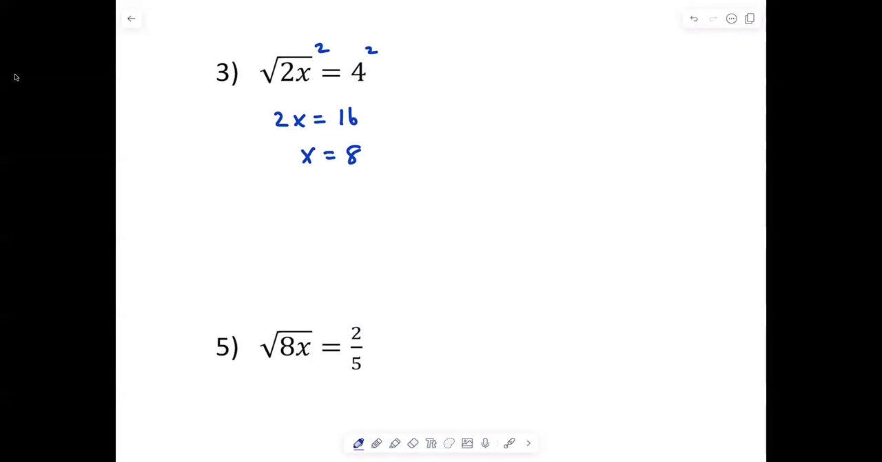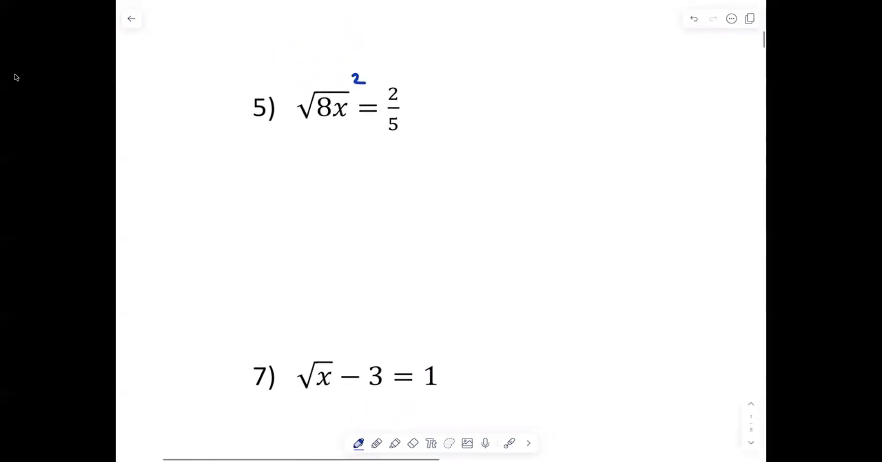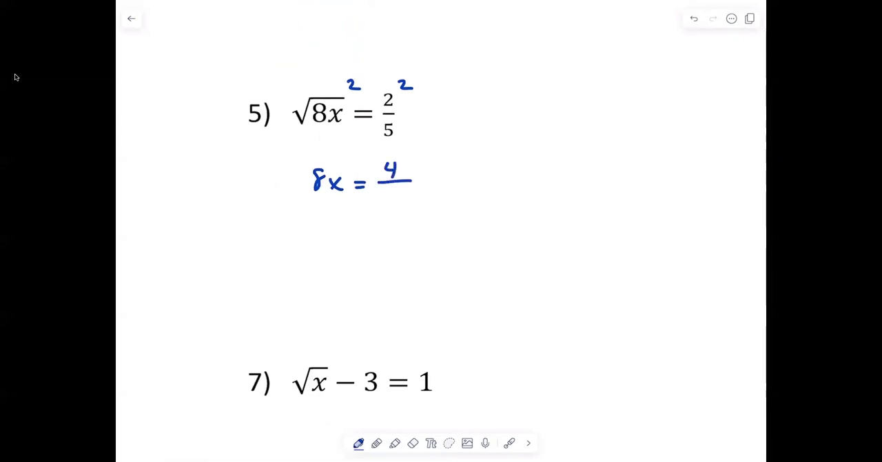All right, so number 5, squaring both sides. I end up with 8x, be careful, is equal to, what's 2 squared? 4. What's 5 squared? 25. So keep in mind, this whole thing is being squared. Now, dividing by 8, when there is a fraction involved, I'm going to multiply by the reciprocal. Yes. Multiplying by 1/8 will clear that out.